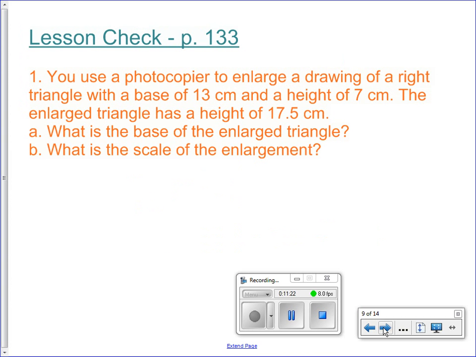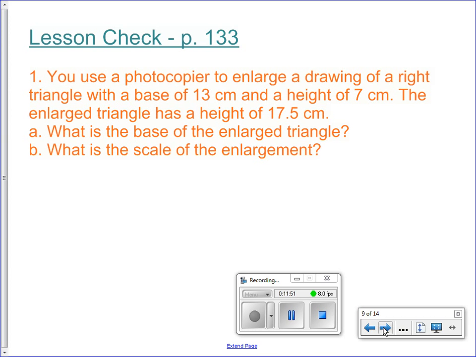All right, we're going to do the lesson check on page 133. Number 1, you use a photocopier to enlarge a drawing of a right triangle with a base of 13 and a height of 7. The enlarged triangle has a height of 17.5 centimeters. What is the base of the enlarged triangle? And part B, what is the scale of the enlargement?